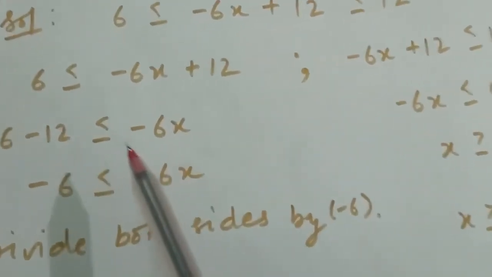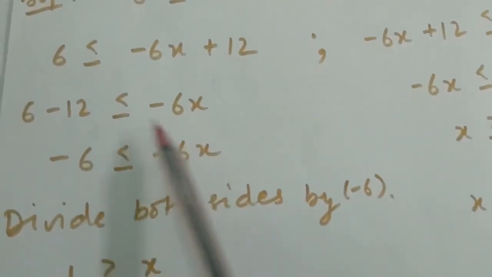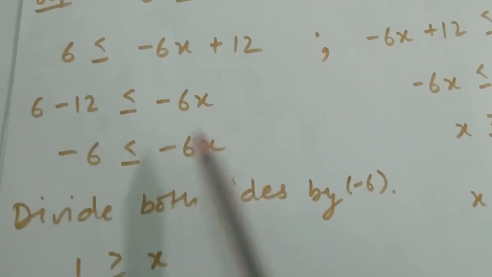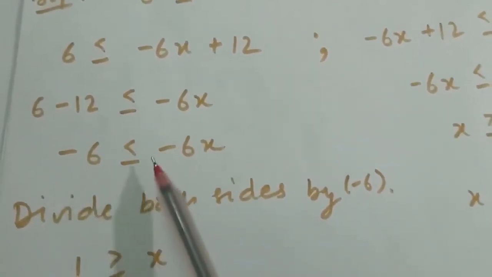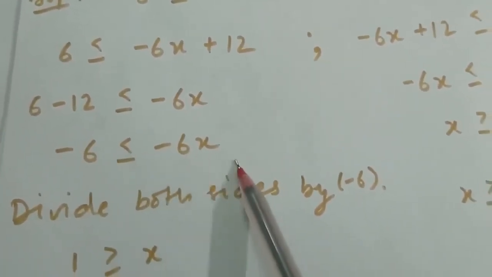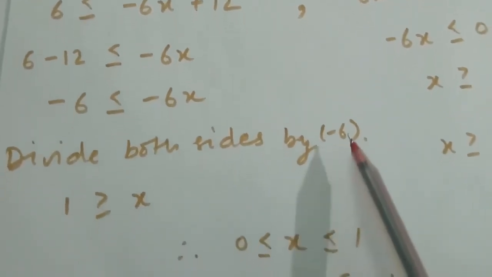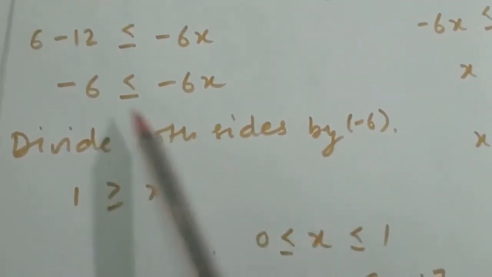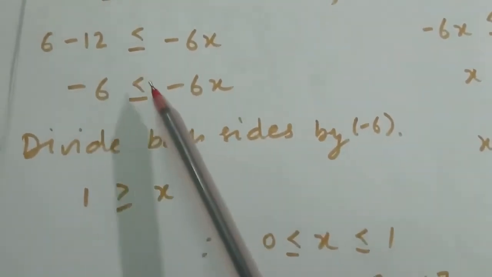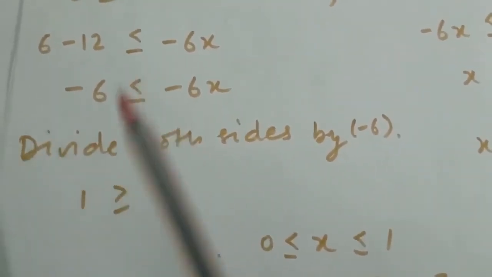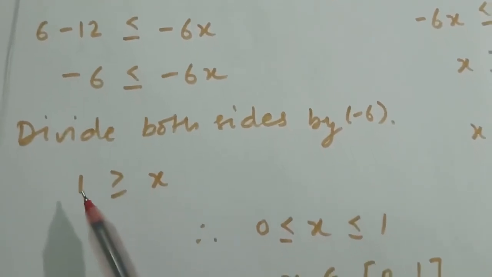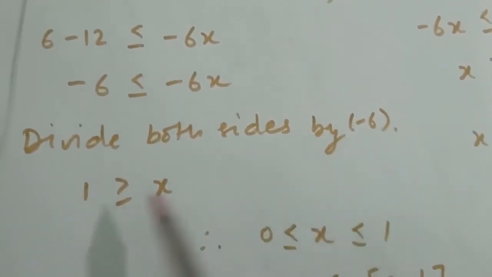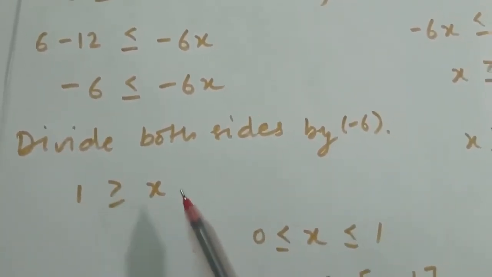We'll solve it. So −6x, subtracting both sides by 12, you'll get it as −6 ≤ −6x. Dividing both sides by −6, as −6 is a negative number, the sign of the inequality will now change from ≤ to ≥. Right? Dividing by −6, you will get 1 ≥ x.